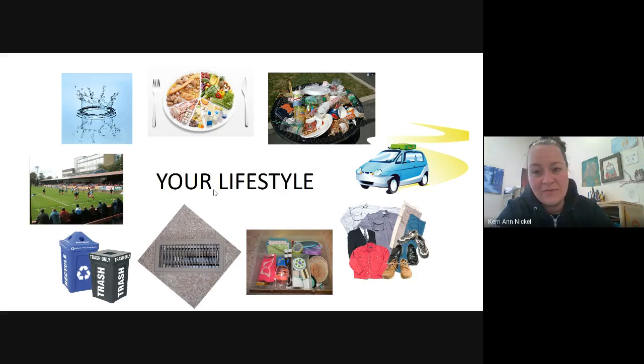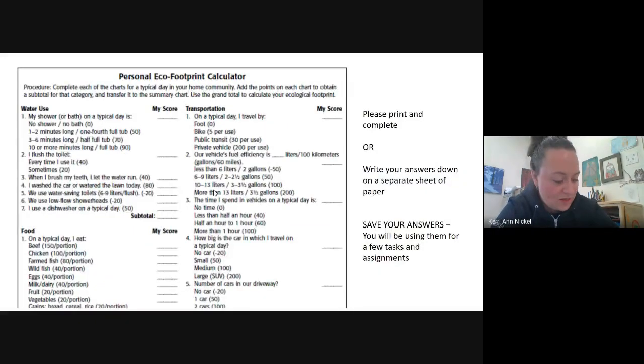So now the next step for you is to fill in and complete the personal eco footprint calculator to estimate how much land you need to support your lifestyle. Now, you can either print this off, if you have a printer. A file is attached in D2L. Or you can just look at the screen and write your answers down on a separate sheet of paper. That's actually what I did because I didn't have a printer at home that I had access to at the moment. So I just wrote my answers down on a sheet of paper and tallied my score.